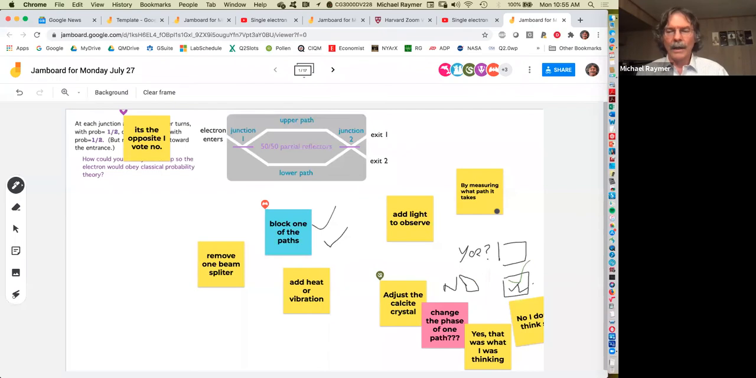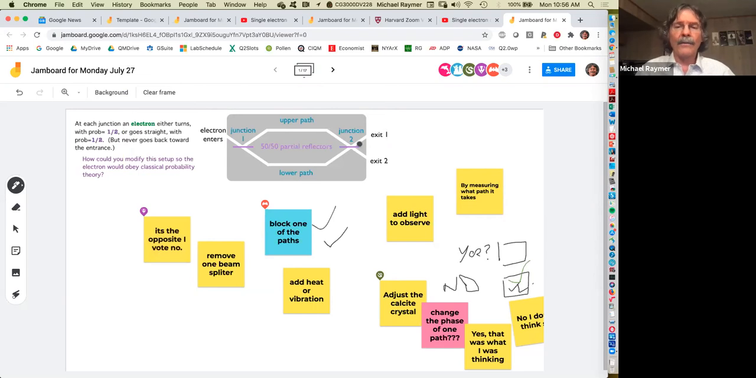The answer is no. I agree with that answer. And that's because if you just change the phase in the two paths or one path by moving one of the beam splitters, you could still keep interference, but you would change the probability from one into the upper path, maybe to one in the lower path, as we've seen in our interferometer. But it does not change the classical. That's absolutely correct. So I just took a screenshot of all your great answers.